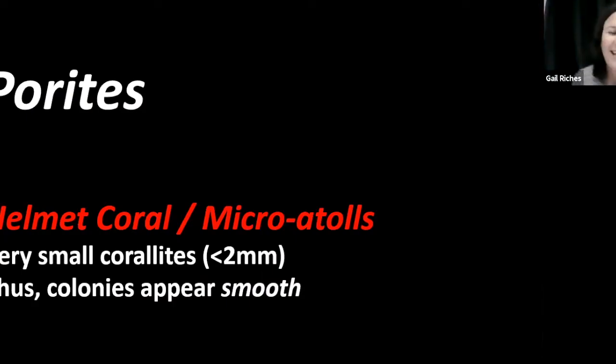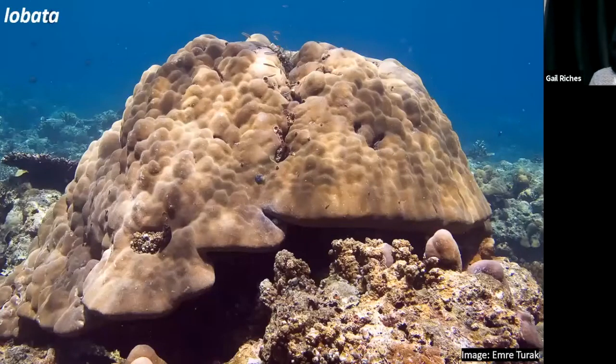Yeah, we're good. This Porites is one that you might be familiar with. It is quite well known as helmet coral, or the little micro atolls, or bigger micro atolls, the growing lagoons on the tidal flat. These Porites corals have really small corallites, less than 2 millimeters in diameter. Therefore, the colonies do appear smooth. And so this is an example of one.